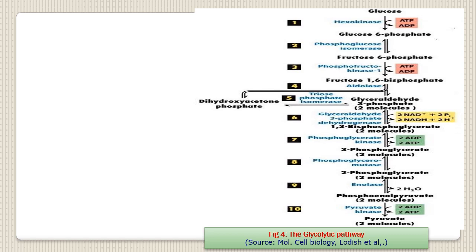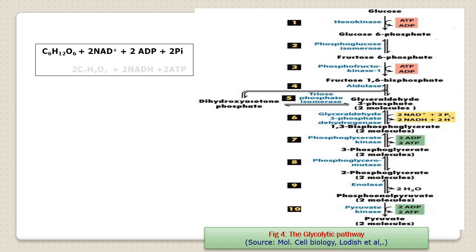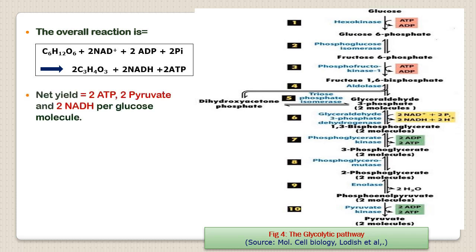Overall, a total of 4 ATP molecules are produced in reaction 7 and reaction 10 of the payoff phase. However, 2 ATP molecules are utilized in reaction 1 and reaction 3 of the preparatory phase. Therefore, the net gain is 2 molecules of ATP from one round of reaction. The overall reaction of glycolysis shows that the net yield is 2 ATP molecules, 2 pyruvate and 2 NADH molecules per glucose molecule.